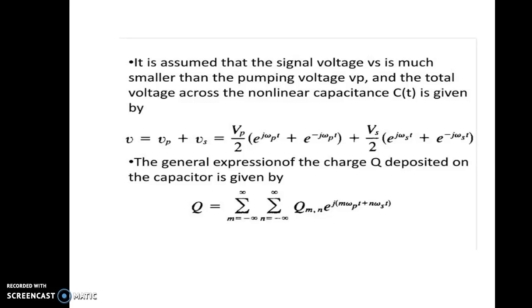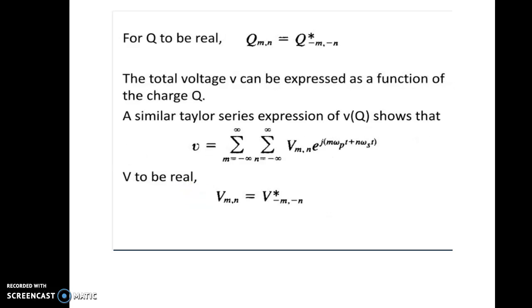Then the general expression of the charge Q deposited on the capacitor is given by Q is equal to the summation, m from minus infinity to plus infinity, n from minus infinity to plus infinity, of Q of mn e to the power of j (m omega p t plus n omega s t). For Q to be real, Qmn is equal to Q star of minus m minus n. The total voltage V can be expressed as a function of the charge Q. A similar Taylor series expression V of Q shows that V is equal to the summation, m from minus infinity to plus infinity, n from minus infinity to plus infinity, of V of mn times the exponential. For V to be real, V of mn is equal to V star of minus m minus n.